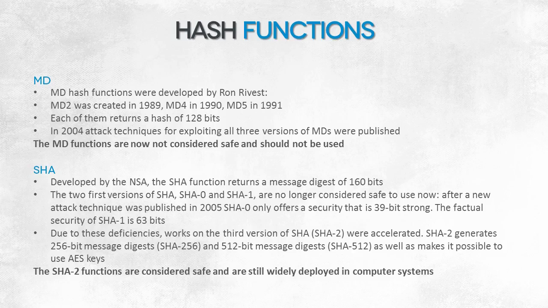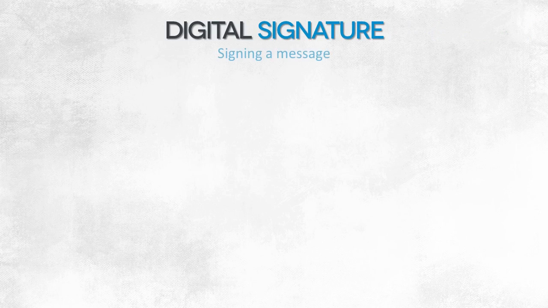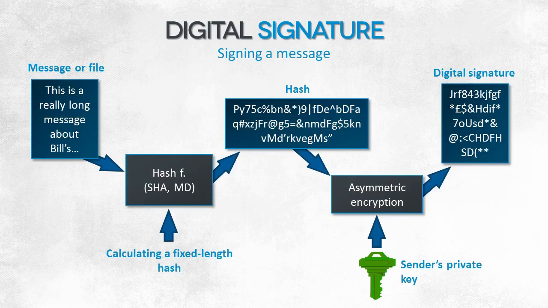Now that we've created a hash, we can move on to the next stage. We'll show you how to enforce the non-repudiation of a message. To do this, we'll need a digital signature. Let's see how it works.